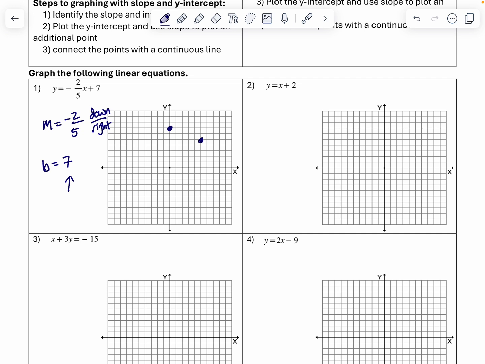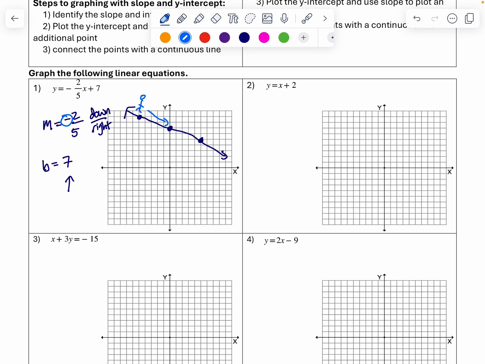We also could continue the pattern to the left, so we could go up 2 to the left 5, and that would also continue the pattern in the straight line. But negative slopes should be going downhill from left to right. So if you put a little person on it, they should be following down the hill from left to right whenever you have a negative slope.